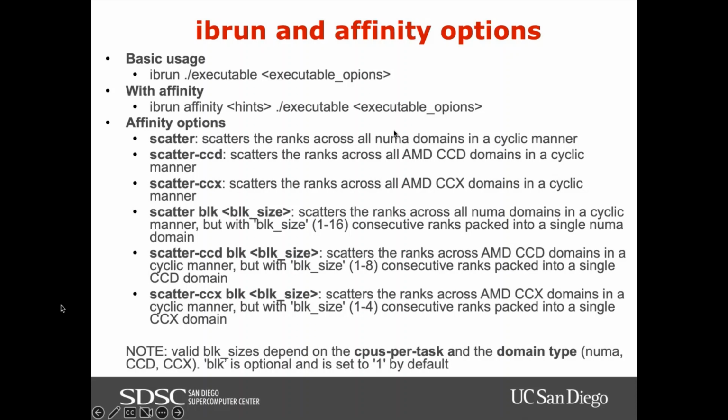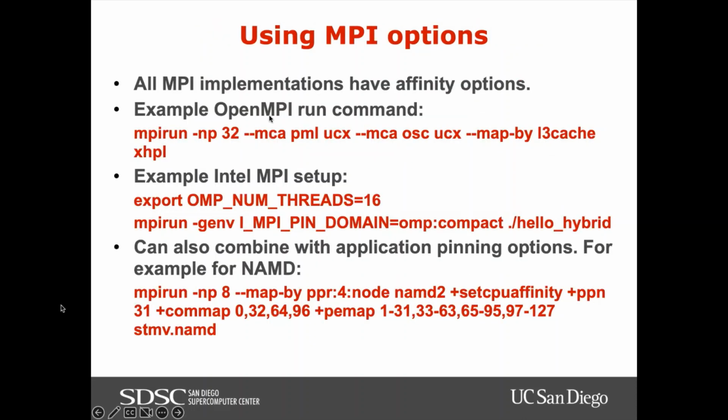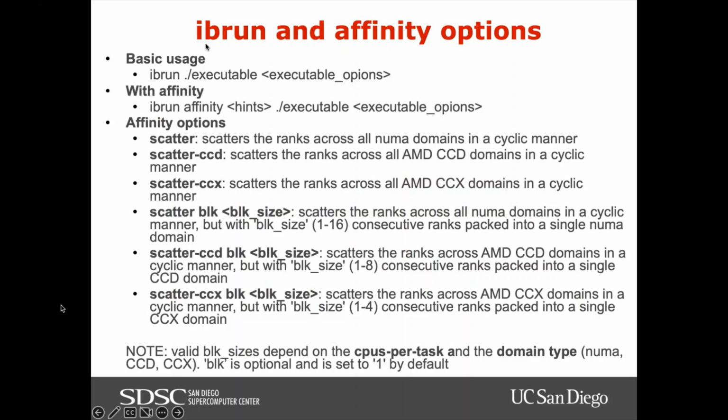Right. And the affinity options, there are lots, right? Basically, you can do scatter, that will scatter the ranks across all NUMA domains in a cyclical manner. You can do scatter CCD, that will scatter the ranks across all the CCD domains in a cyclical manner. You can do scatter CCX, which will scatter across all the CCX domains in a cyclical manner. So remember the first OpenMPI example where I did 32 tasks and then mapped by L3 cache. You could achieve the same thing by doing ibrun and saying scatter CCX.